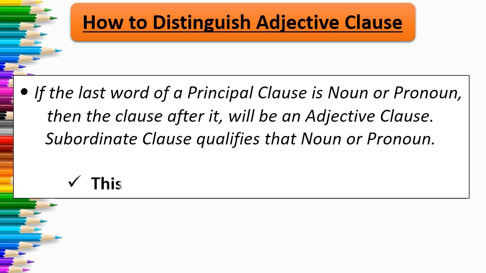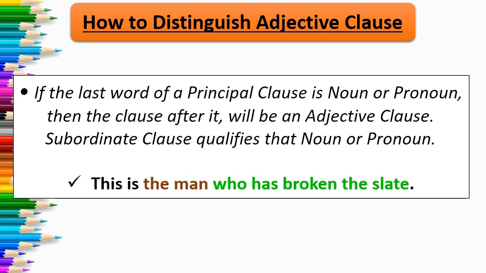So let us see an example to clarify it. This is the man who has broken the slate. So here, what is the adjective clause? Who has broken the slate. It is an adjective clause in the sentence which is modifying, or giving us more information about, the noun the man here. It is helping us to find the noun. Which man? Who has broken the slate.